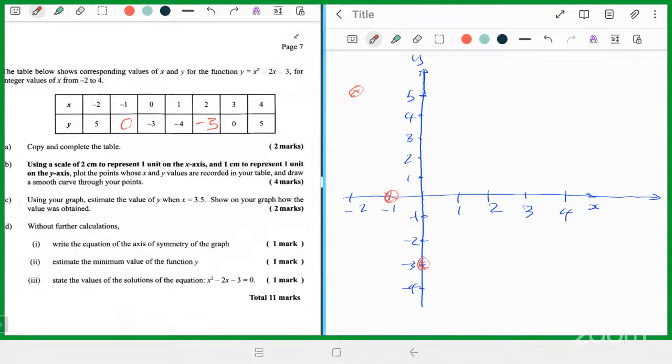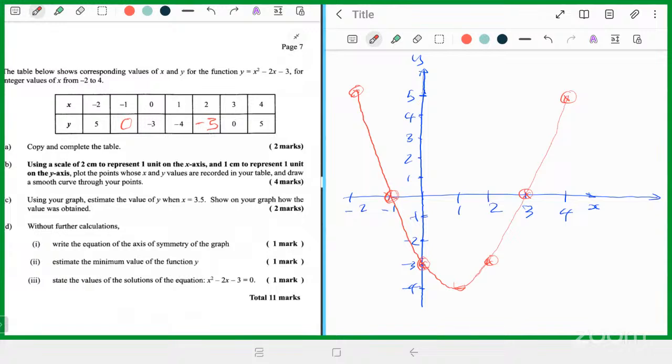I think this is a turning point. Yes, it is a turning point right here. Then 2, -3 is right here. Then 3, 0 is again on the x-axis right here. And then 4, 5 is up here, in line with this one. So about here. Let's draw a smooth curve through those points. That's it. Simple as that.